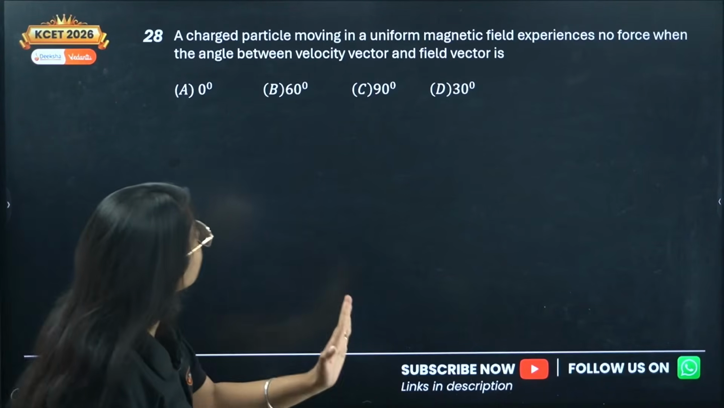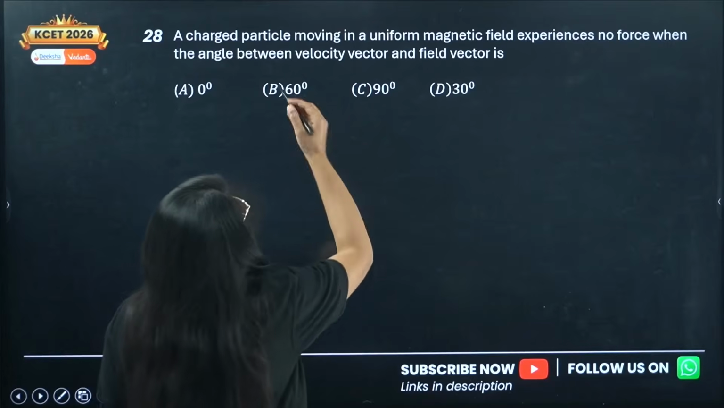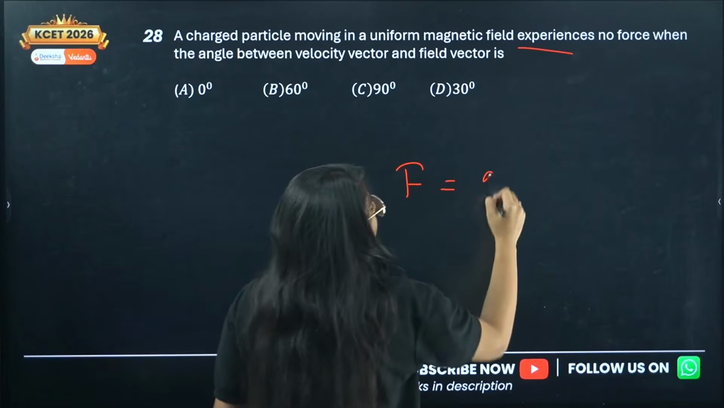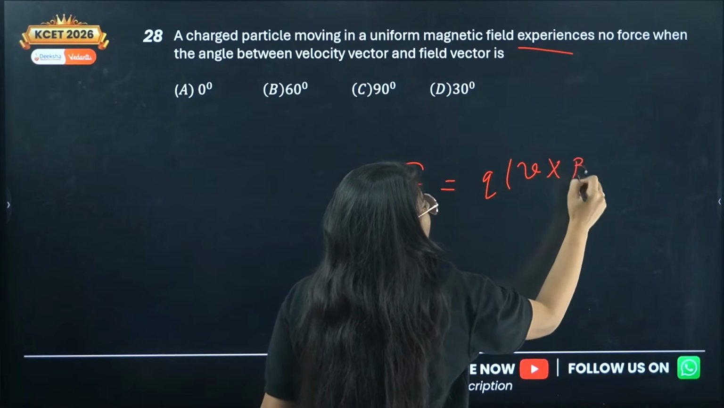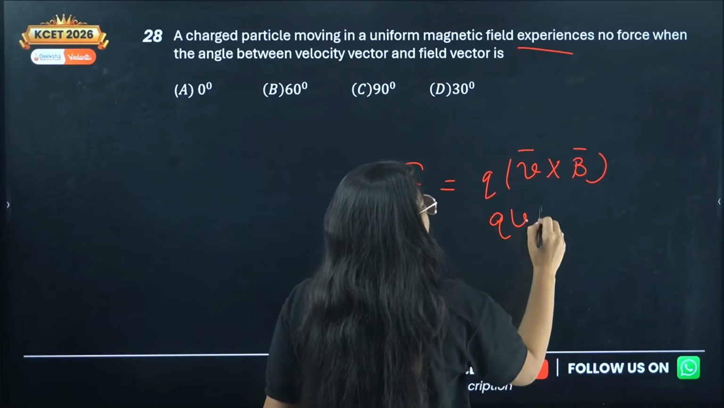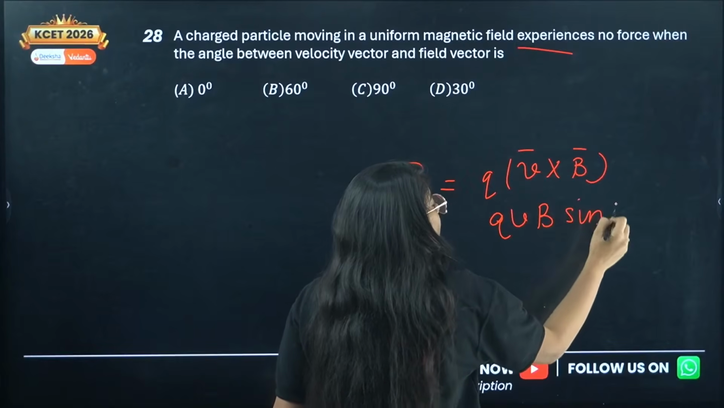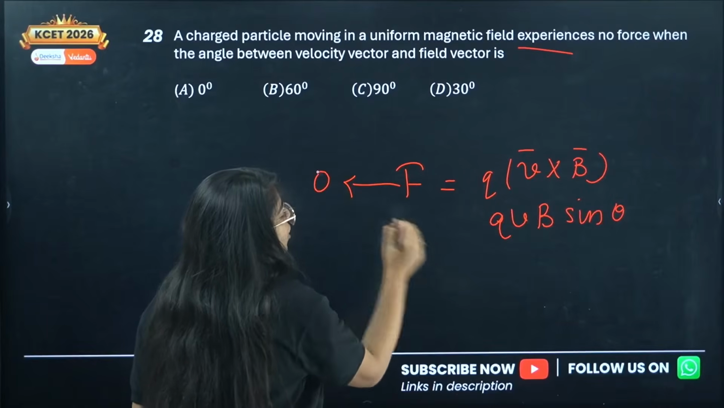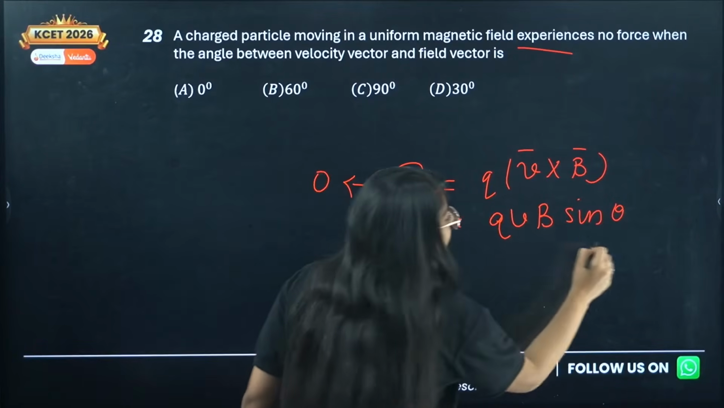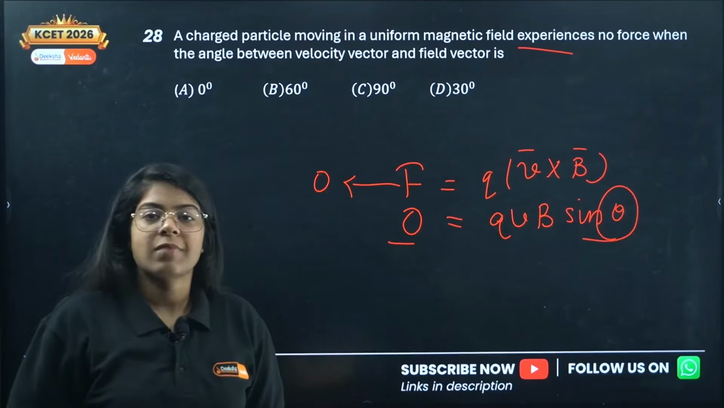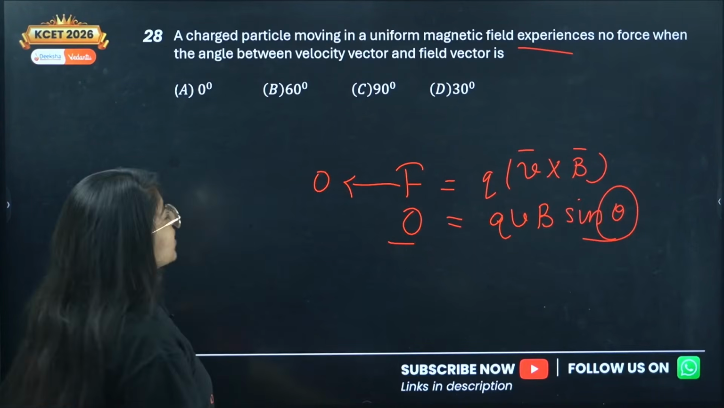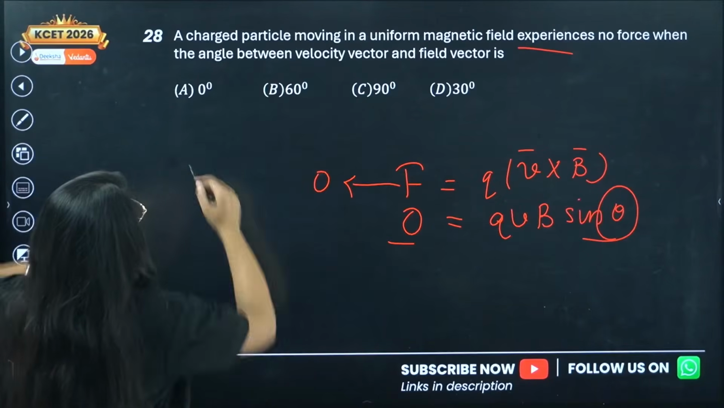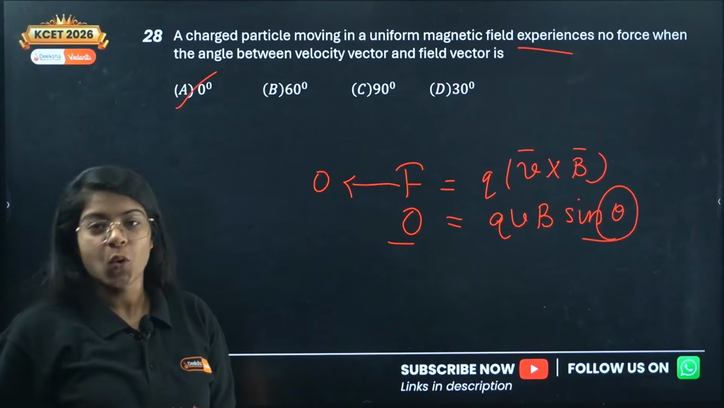Next, the 28th question says, a charged particle moving in a uniform magnetic field experiences no force when the angle between the velocity vector and the field vector is what? Force is q v cross B, that is q v B sin theta, and it says it experiences no force, so the force is 0. At what angle will the force be 0? At angle 0 degrees. For 0 degrees, sine is 0, hence our answer is 0 degrees.